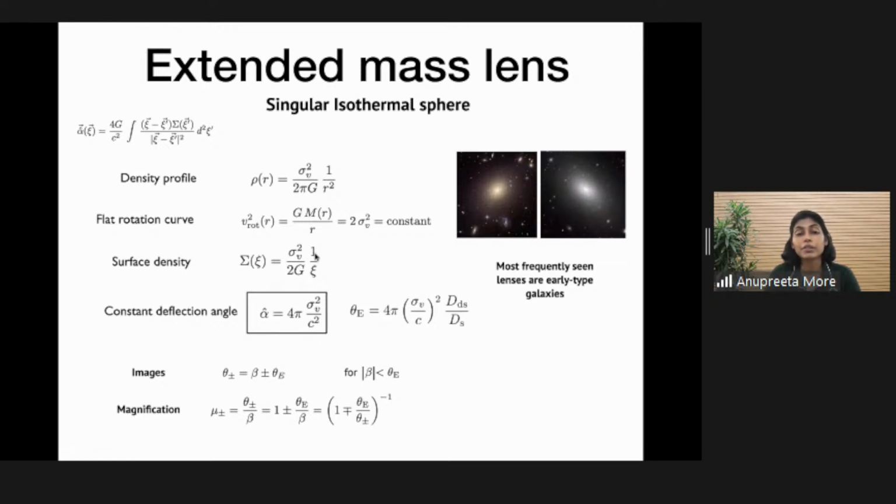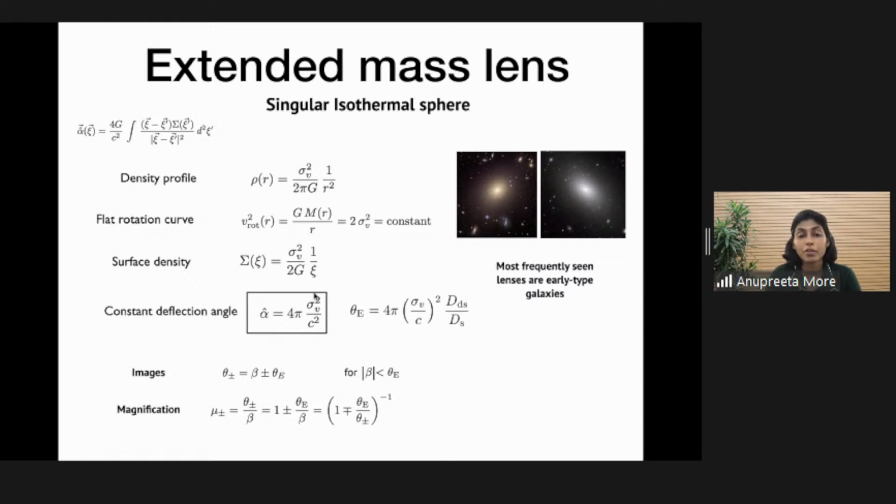If you substitute this surface mass density profile into the scale deflection angle expression and do the integral, you will find that the scale deflection angle is now a constant value which only depends on the velocity dispersion of these galaxies. And then the corresponding Einstein radius looks like this. So this is interesting: if you choose a model for the lens as a singular isothermal sphere, then you will see a constant deflection angle.